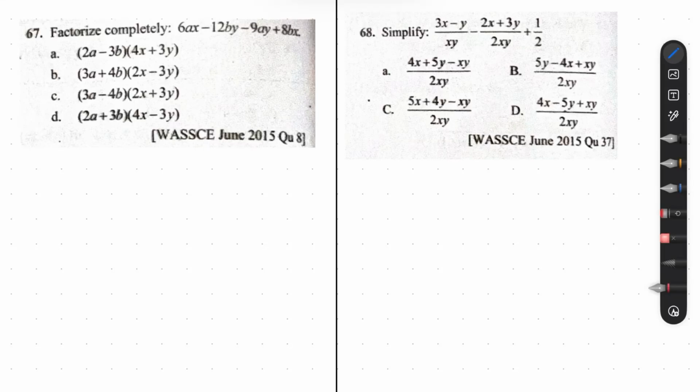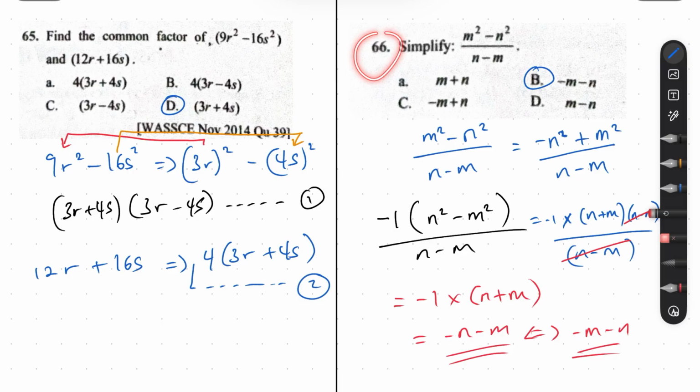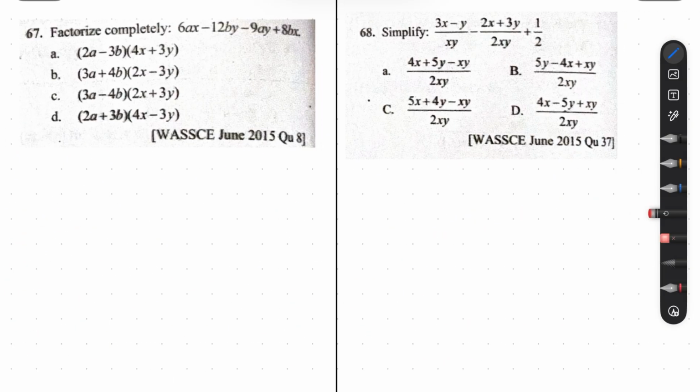Welcome to another session in this series. In the previous session, we ended on question number 66. Okay, so now we go to question number 67.